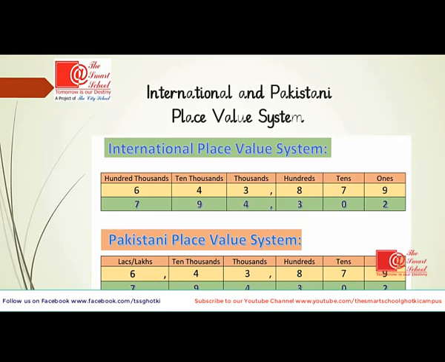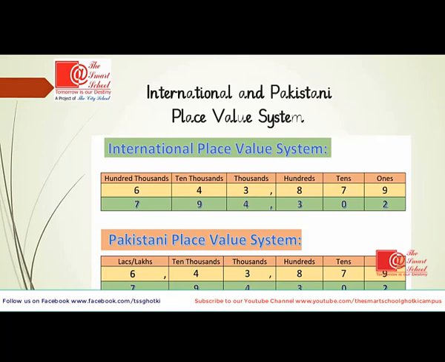Now you are clear about the place value of each digit of a 6-digit number. All of these were according to the International Place Value System. In our country, we use another system of place value simultaneously, which is known as the Pakistani Place Value System. In the International Place Value System, we have place values ones, tens, hundreds, thousands, 10,000s and 100,000s. And in the Pakistani Place Value System, we have ones, tens, hundreds, thousands, 10,000s and lakhs.